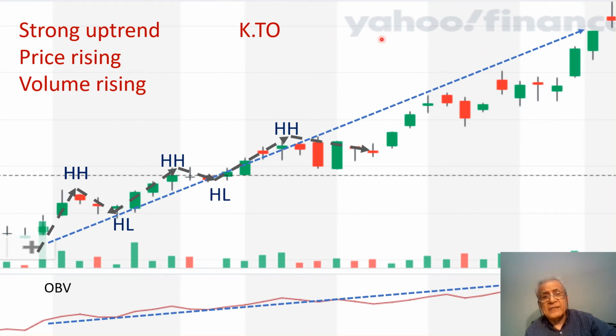This is Yahoo Finance, NOK stock, H1 time frame. Each candle represents one hour of trading. Here we see clearly that the price is making higher high, higher low, higher high, higher low, and higher high, and that is the indication of an upward trend. And here the OBV, on balance volume, shows that the volume is also increasing. So that is a good indication that this trend is a strong uptrend.